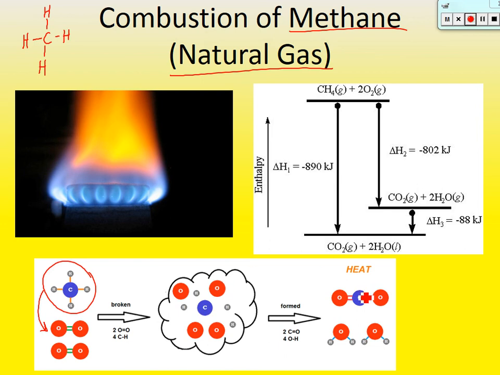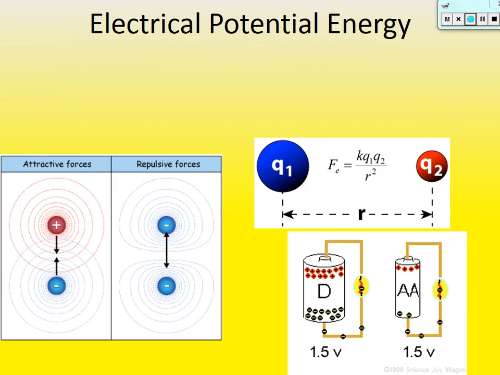Now, when the products form, the products of combustion of methane are CO2 and water. When they form, they reform these chemical bonds, but they're at a lower energy. So the other energy is converted to heat. It releases a lot of heat. And that heat we use to heat our houses with. And that's how your furnace works. So, anyway, a lot of energy in chemical bonds. It's a very common form of energy.